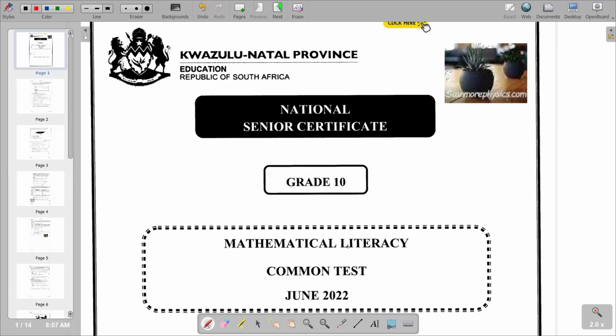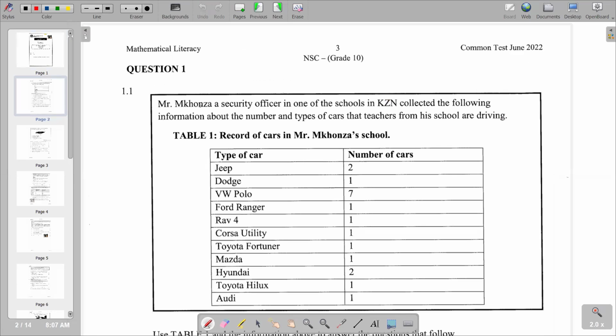We want to look at a question from the Common Test of June 2022. This is a question paper from the province of KwaZulu-Natal. So going to our question, question one reads, Ms. Mkoza, a security officer in one of the schools in KZN, collected the information about the number and types of cars that teachers from his school are driving.